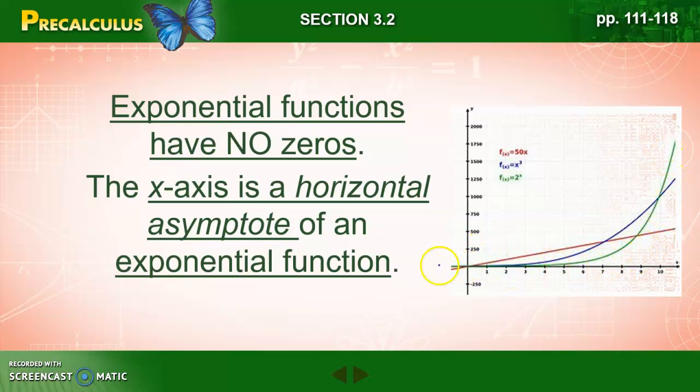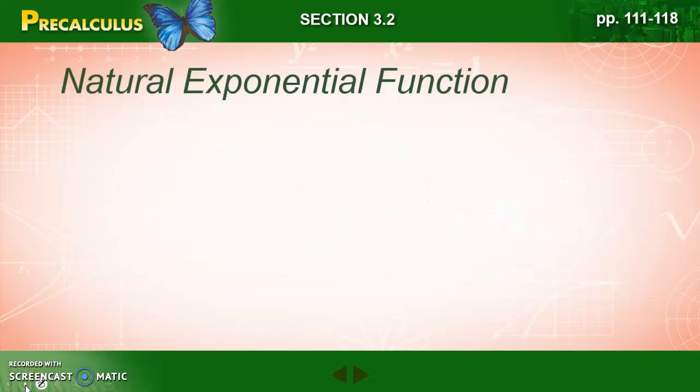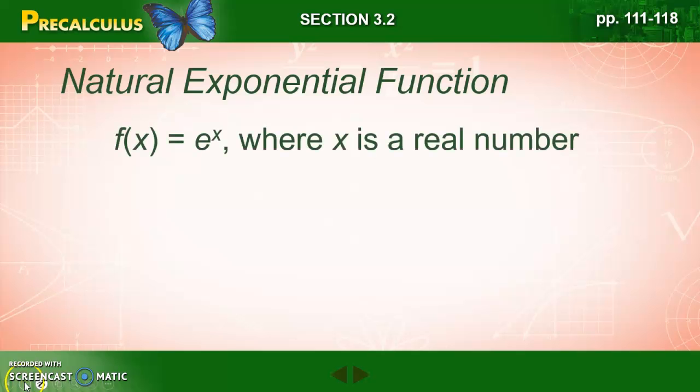Even though it looks like it's right on it, it isn't actually touching it. All right, a couple of other things that you need to be aware of. Some of this might be new information, but you need to be aware of what a natural exponential function is. And a natural exponential function looks like this. F of x equals e to the x, where x is a real number.